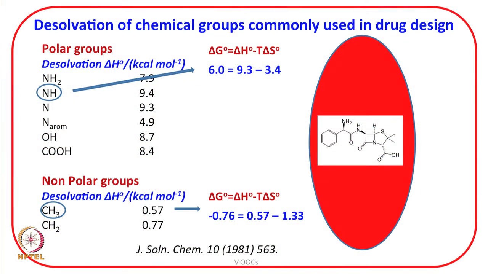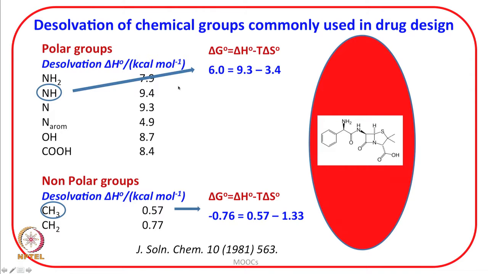Now, let us talk about the enthalpic contribution of the same groups to delta G naught. Delta G naught, if we look at here, is equal to delta H naught minus T delta S naught.